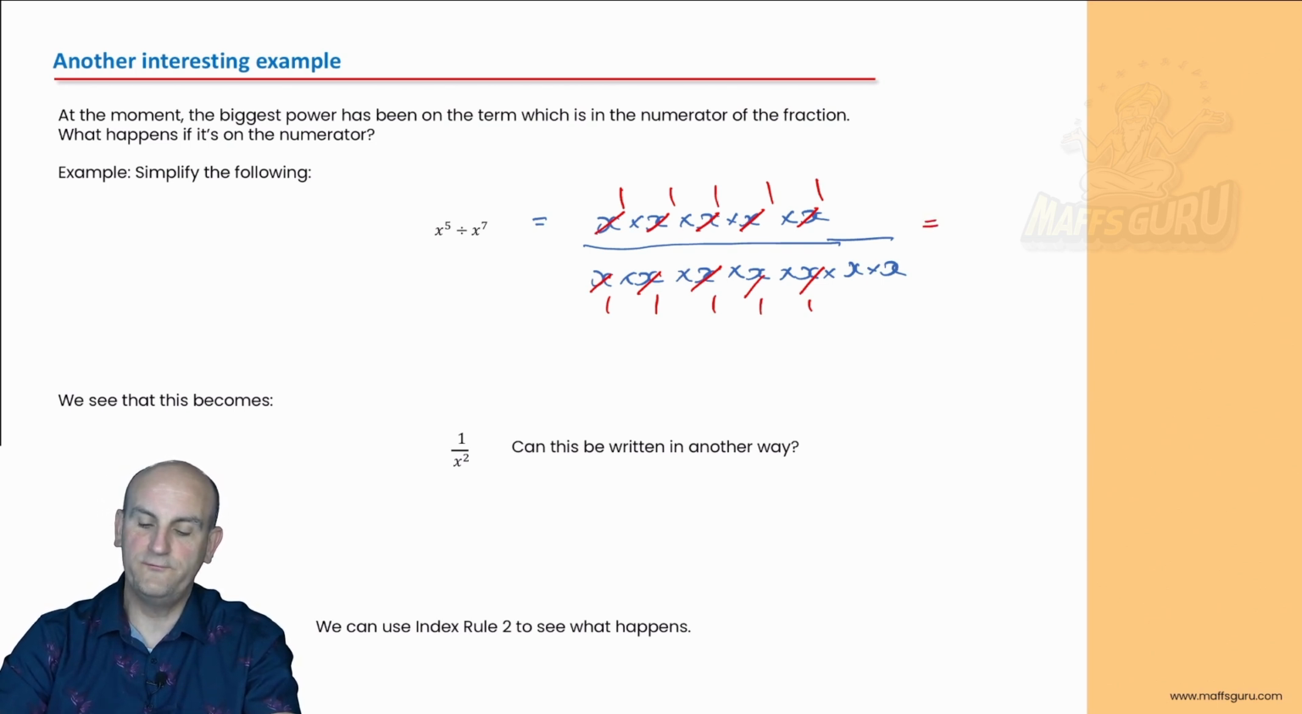1, 2, 3, 4, 5. 1 times 1 times 1 times 1 times 1 is still 1, divided by 1 times 1 times 1 times 1 times 1, 1. x times x gives me x squared. Aha! Now we have 1 on x squared.